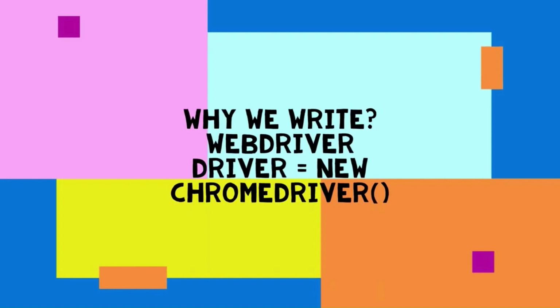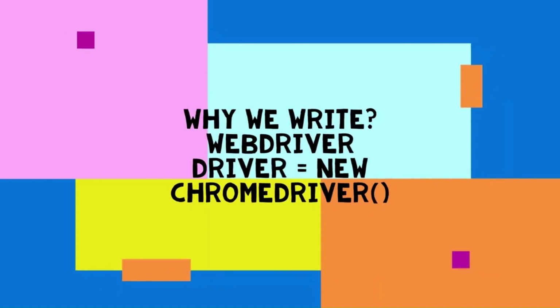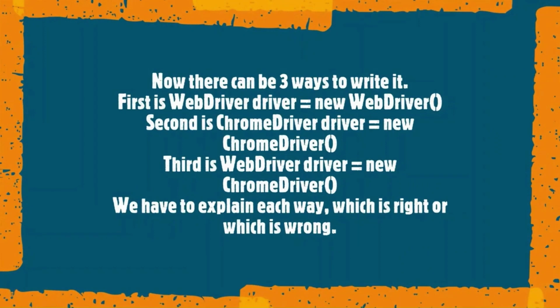So let's start. Let's discuss why we write WebDriver driver is equals to new Chrome driver. Now there can be three ways to write it. First is WebDriver driver equal to new WebDriver. Second one is Chrome driver is equals to new Chrome driver, and third one is WebDriver driver is equals to new Chrome driver. So we have to explain each way, which is right, which is wrong. Let's see how you will answer it in an interview.